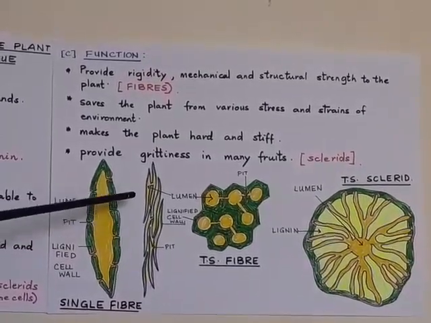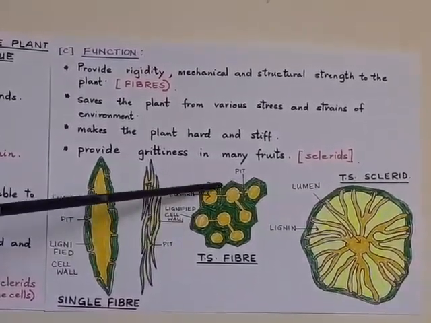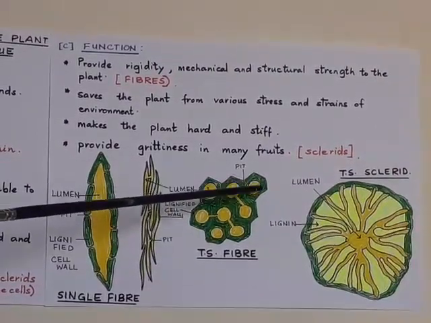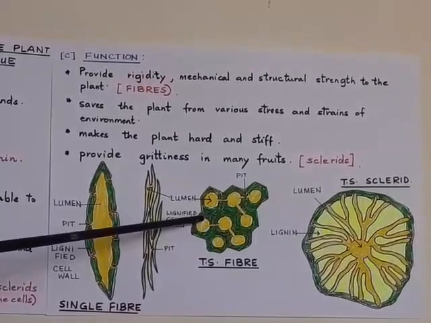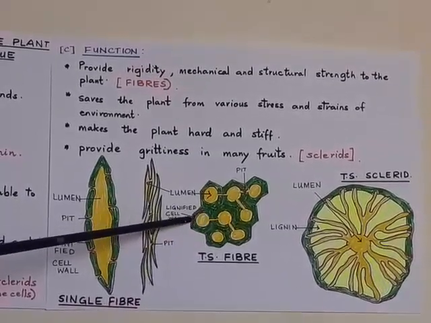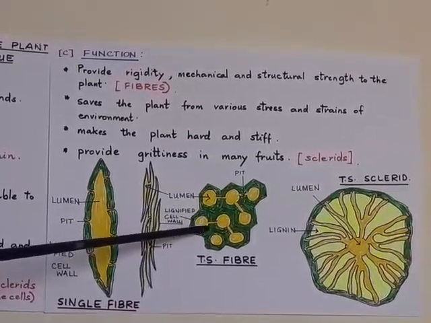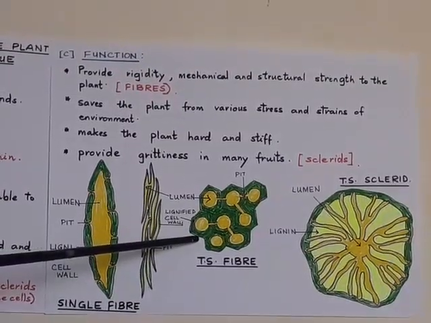Fine. Now this is the TS of the fiber. You can see the lumens here. These are the pits, interconnecting pits, and the green color is for the high deposition of lignin.